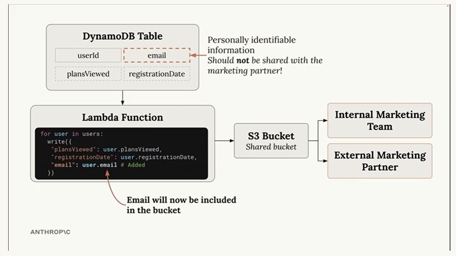Now let's imagine that months later on, the internal marketing team asks us to also store the email inside of this S3 bucket as well. So we might go into the Lambda function and add in just one single line of code that takes the user's email and stores it inside the bucket. And because this is months later on, we might have completely forgotten that this S3 bucket is shared with an external marketing partner. So now at this point in time, we are putting personally identifiable information into this bucket, which is accessible by a separate company. This is a big no-no, definitely something we would not want to do.